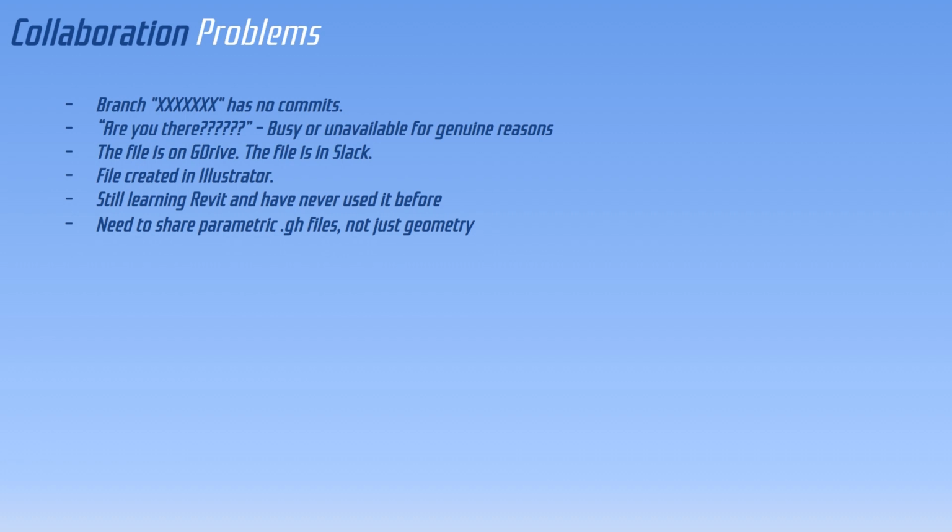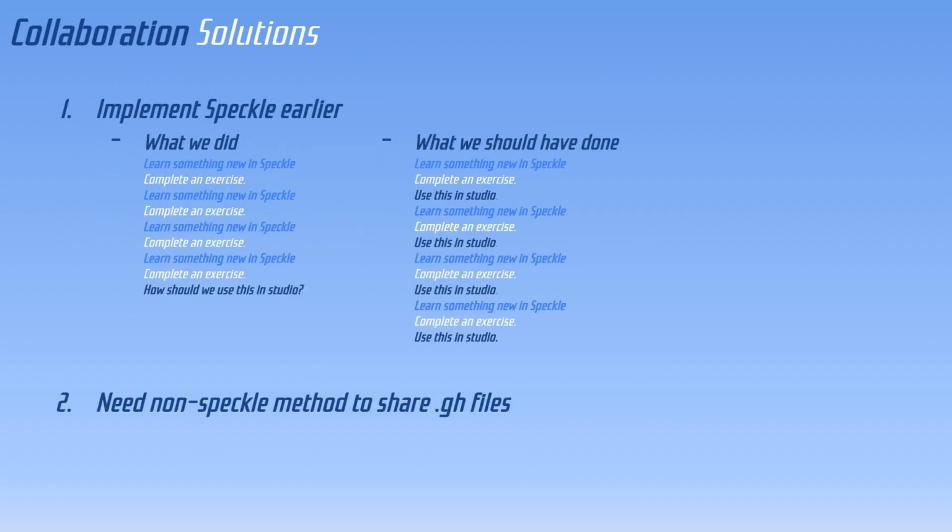Some of us were learning Revit and Grasshopper for the first time. So it was a lot to take in. And we still needed to share our Grasshopper files. What ended up happening in the class is we'd learn something, we'd do an exercise, we'd learn something, and we'd do an exercise. And then we decided, oh no, how do we figure this all out for Studio? What we might have wanted to do was learn something, do an exercise, use it in Studio. Learn something, do an exercise, use it in Studio. And we still had to have a non-speckle way to share our Grasshopper files.